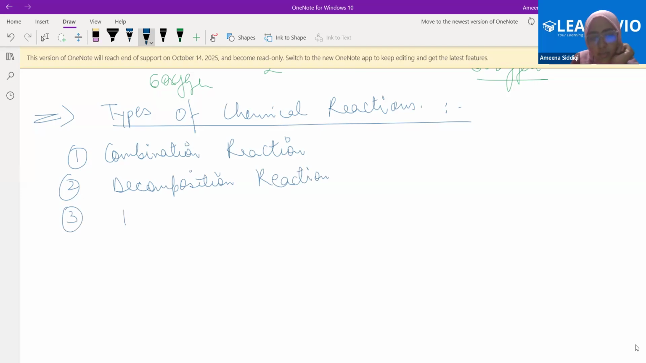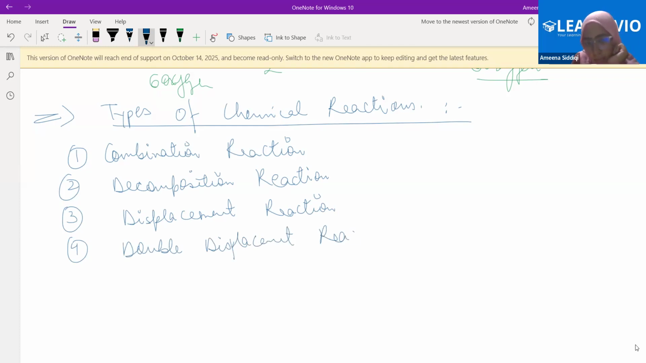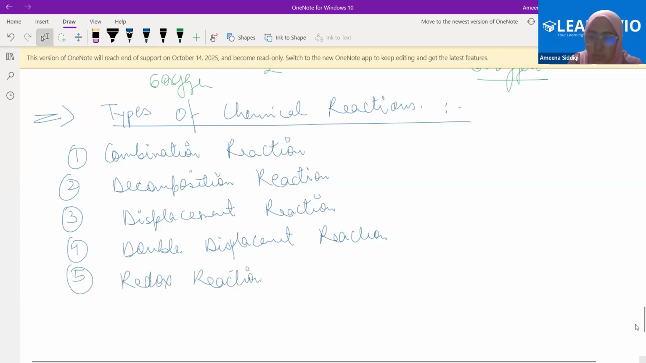Third is the displacement reaction. Fourth is the double displacement reaction. Fifth is the redox reaction. So we are starting with the first type.